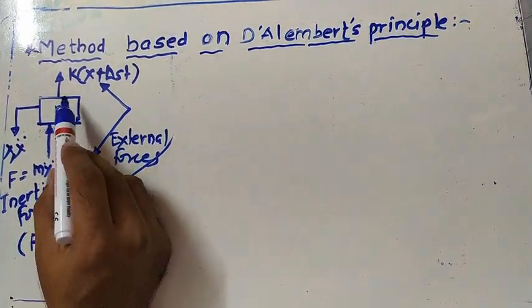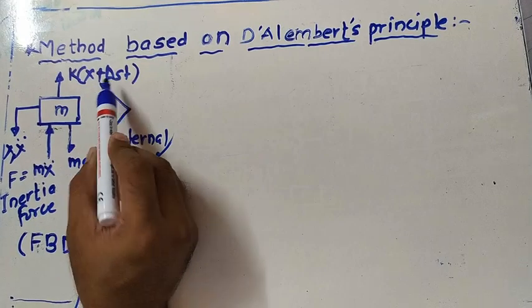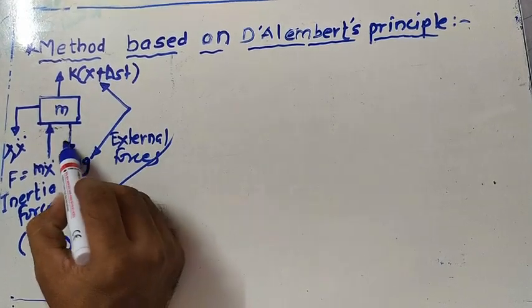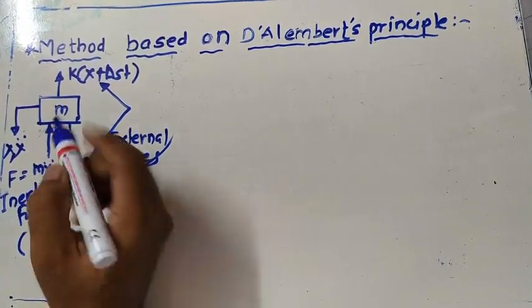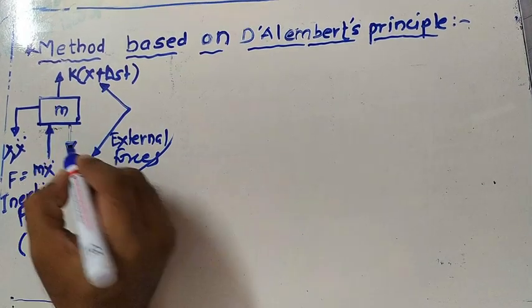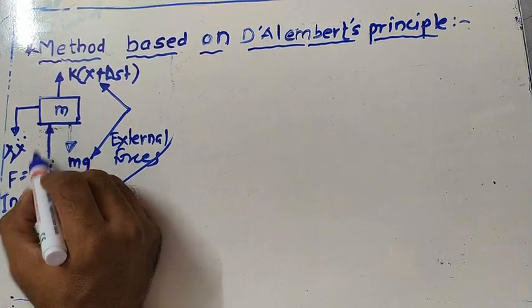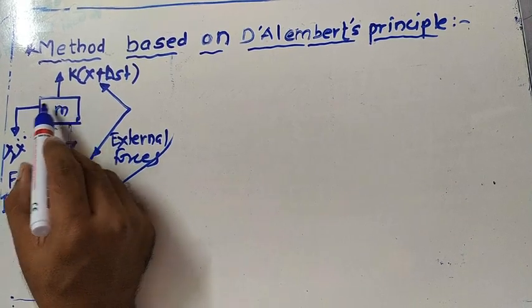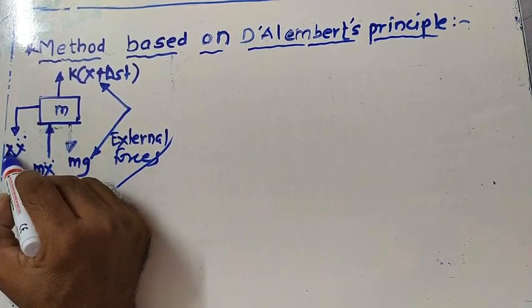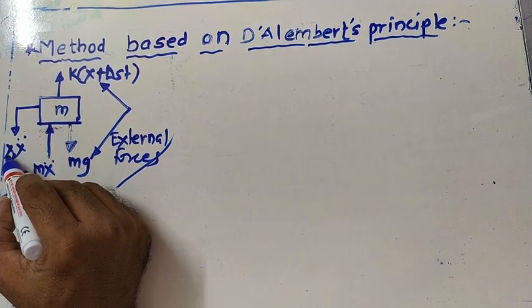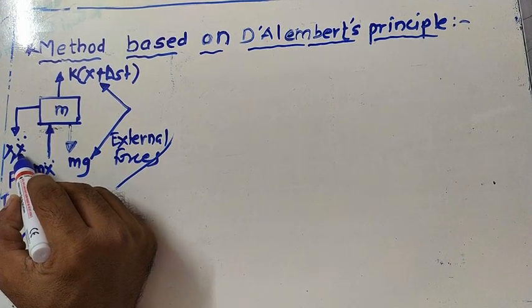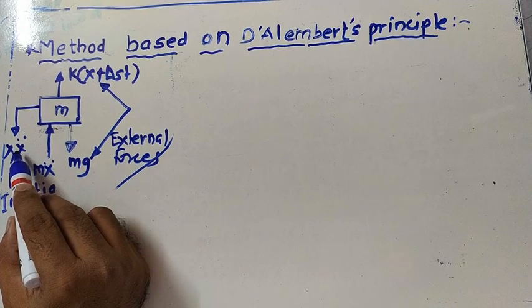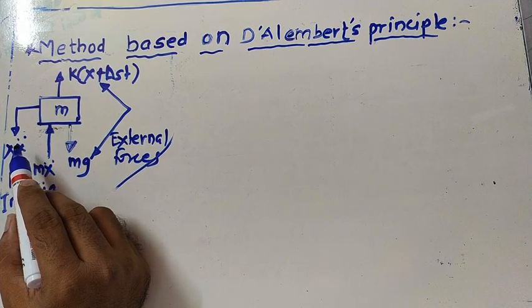So what about this one? This indicates the spring force, and this is nothing but the self weight. Whenever we pull that mass in the downward direction, this indicates the direction of the displacement, as well as the acceleration direction.